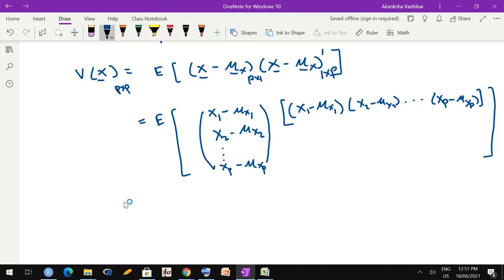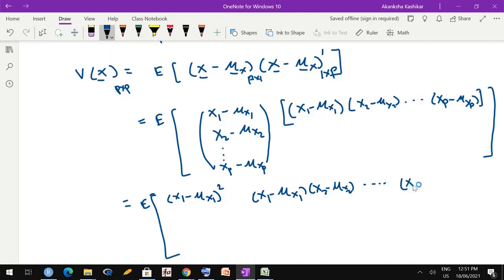Now let us take the product. So what would I have? I am keeping expectation outside. So first entry would be x1 minus mu x1 into x1 minus mu x1. So this would become x1 minus mu x1 square. Entry here, first row second column would be x1 minus mu x1 into x2 minus mu x2. So on, last entry in this row would be x1 minus mu x1 into xp minus mu xp. Is it okay?